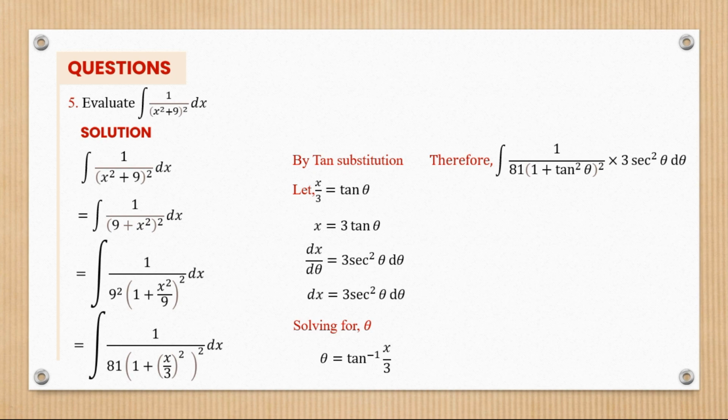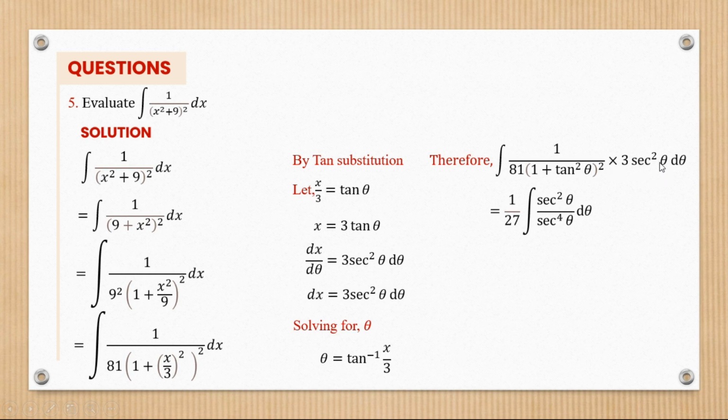And then therefore if we substitute all these values back, dx, and then substitute the value where we put x over 3, we can say to have 1 over 81 into 1 plus tan squared theta, square that, times 3 sec squared theta d theta. Now this 3 and this can actually divide. Now 81 divided by 3 is actually 27, so we end up having 1 over 27 right here.